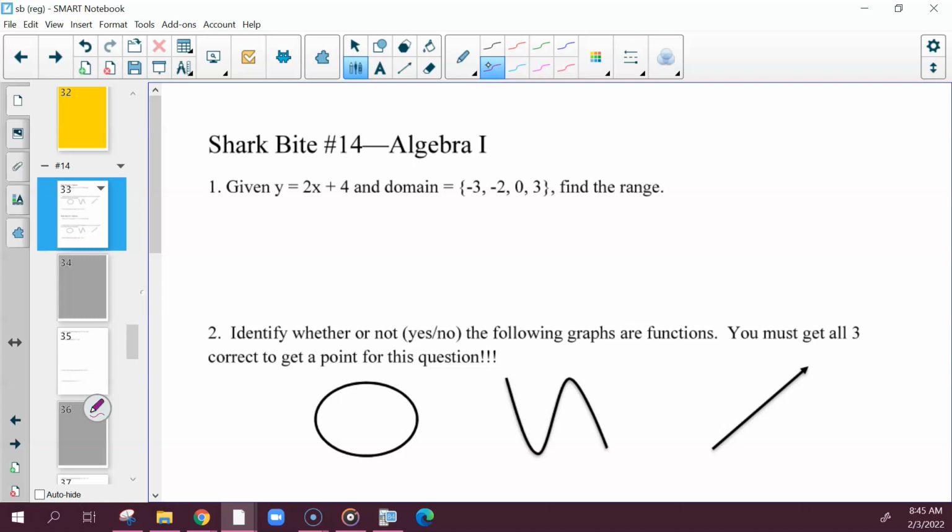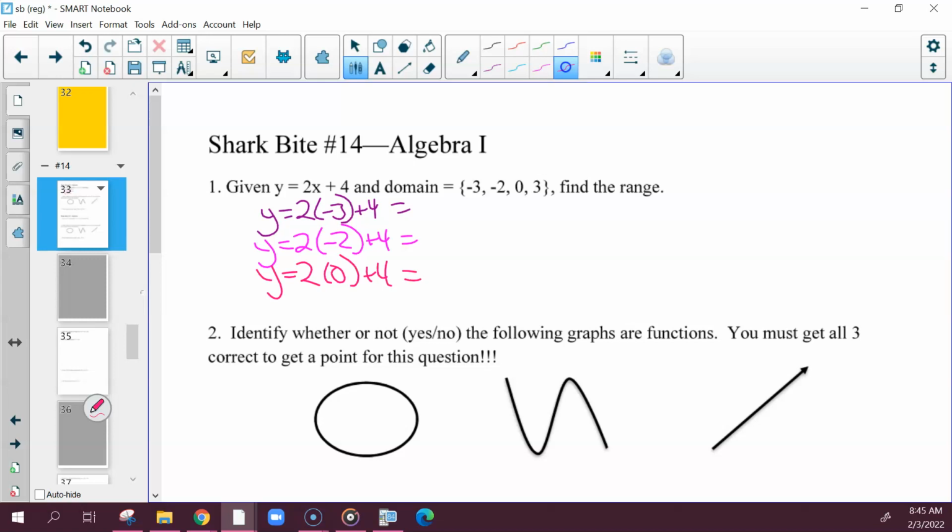Algebraically, it would look something like this. Y equals 2 times negative 3 plus 4. Y equals 2 times negative 2 plus 4. Y equals 2 times 0 plus 4. And y equals 2 times 3 plus 4. And then you would simplify all of that and figure out what it is.